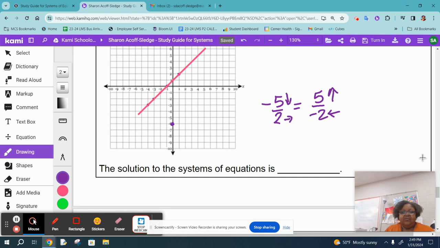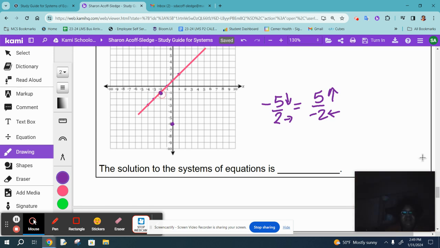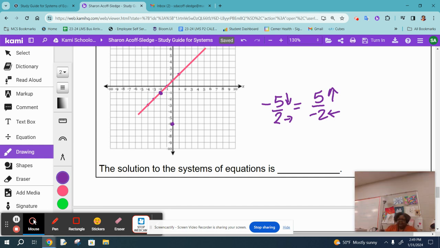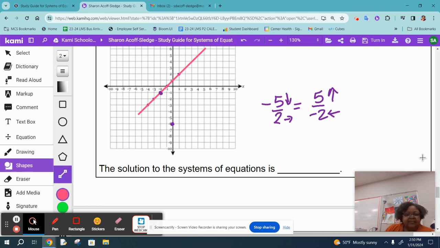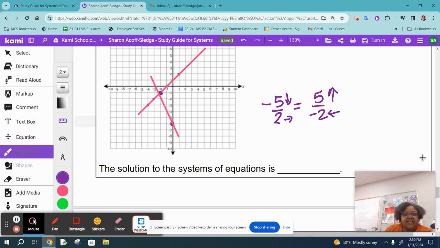So up 5, 1, 2, 3, 4, 5, and then to the left 2. I am right there. I am golden. Let me see if I can turn my light back on. Didn't work. Oh, it did. Okay. And I'm going to draw my line. And you see my intersection is there at -2, -1.